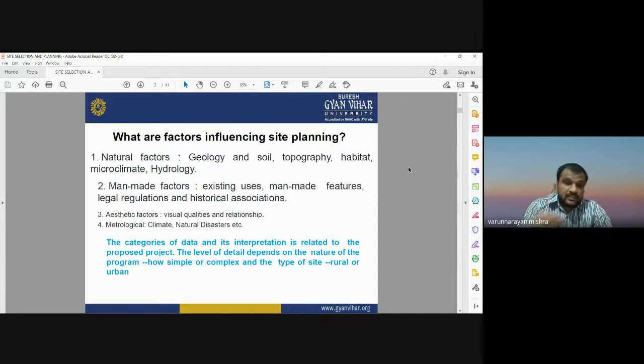The level of detail depends on the nature of the program, how simple or complex it is, and whether the site is rural or urban. Depending on your requirement, whether you are working in a rural or urban area, and whether you have complex or simple terrain, we need to take care of these factors that strongly influence the selection of the site for any kind of developmental or planning activities.